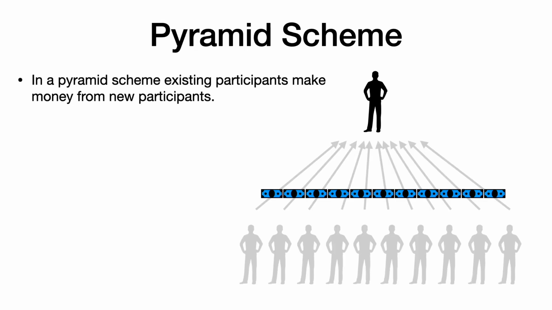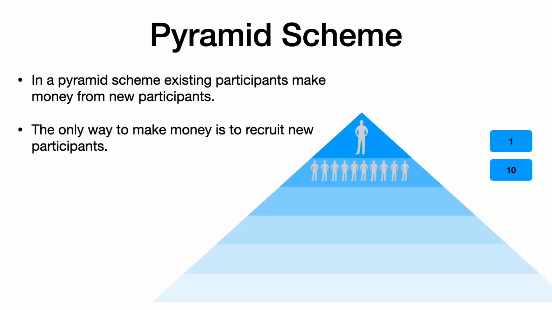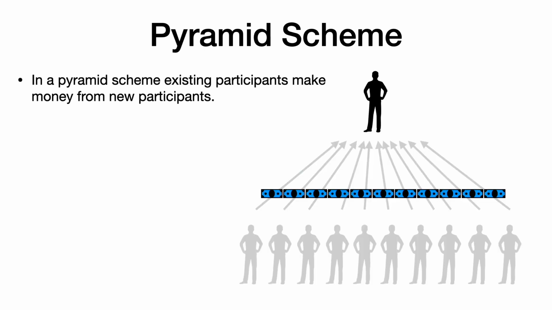A variation of a Ponzi scheme is a pyramid scheme. And in a pyramid scheme, existing participants make their money from new participants. So in a pyramid scheme, you have to recruit people in order for you to make your money. So in a pyramid scheme, the person higher up gets money from the people below. And the person higher up may have paid someone else in the past to join the scheme, but now they're getting their money back and multiples of it by recruiting new people into the scheme.